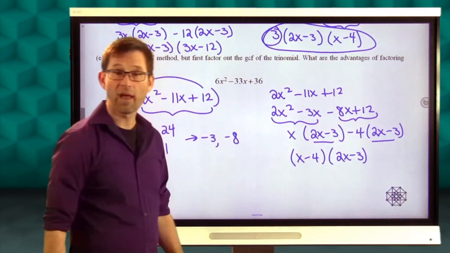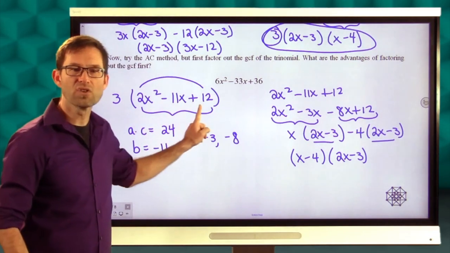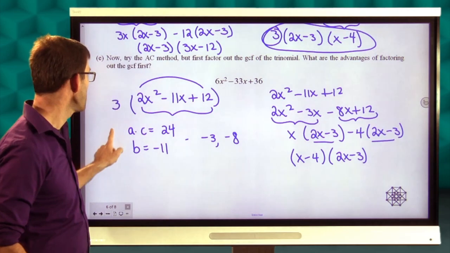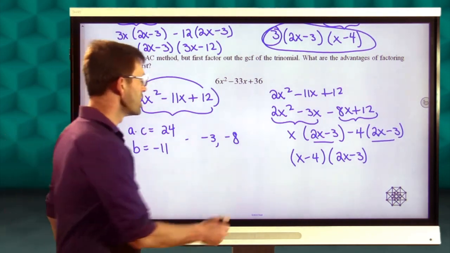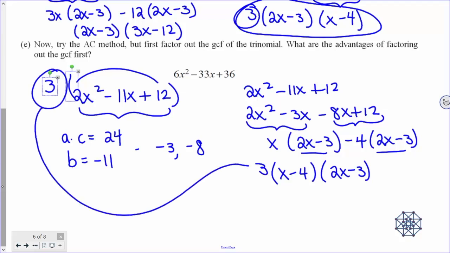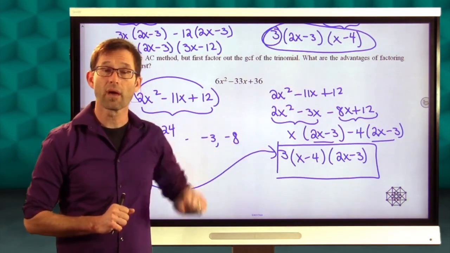Now you have to be a little bit careful, because you might think, oh, there's my final answer. But keep in mind, that's just what this is factored. We can't lose that 3. We just can't lose it. So we need to make sure that we don't forget it. That is my final answer, which is, of course, exactly what I got up here.